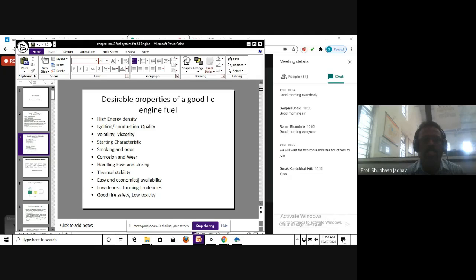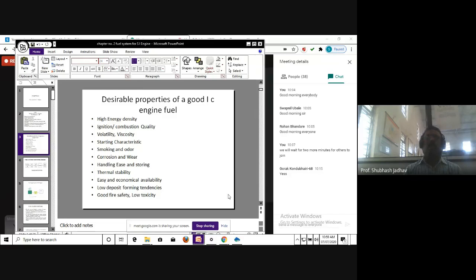Similarly, we have easy and economic availability. Whatever fuel you choose for an engine, it should be easily available everywhere. It should not happen that I have an engine over here and the fuel is available in America. Then how can I run the engine? Then I have to import it, and whenever I import it, that becomes an issue. Presently we are relying more on imported fuel, but that should not be the case. It should be easily available.